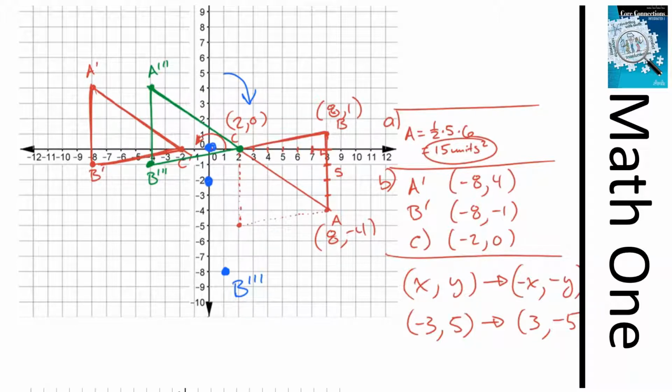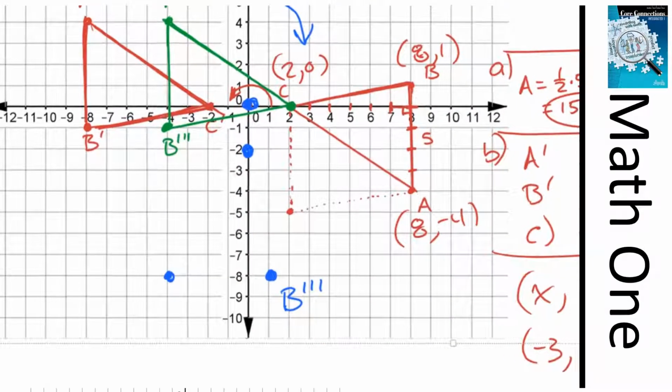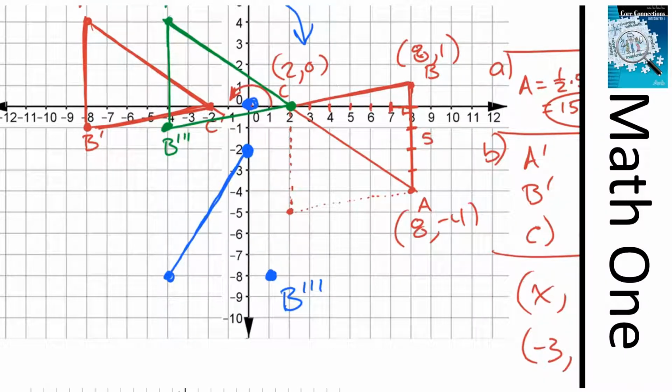So the final one, let's look at this. A was over 8, down 4. So instead of going over 8, down 4, I'm going to go down 8 and then to the left 4. So down 8 and then 1, 2, 3, and 4. Did I go far enough? 1, 2, 3, 4, 5, yeah, and 1, 2, 3, 4, 5, 6. Yeah, so this is the triangle that results after I rotate this thing about the origin.